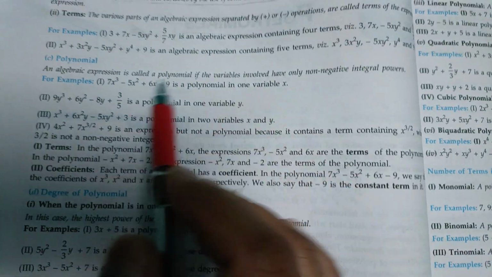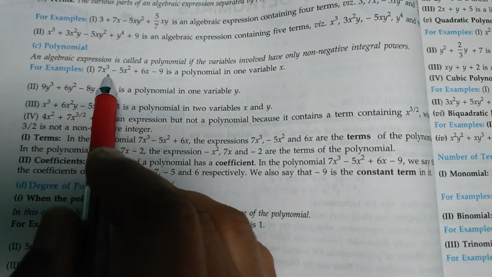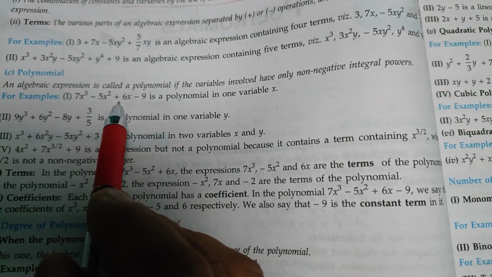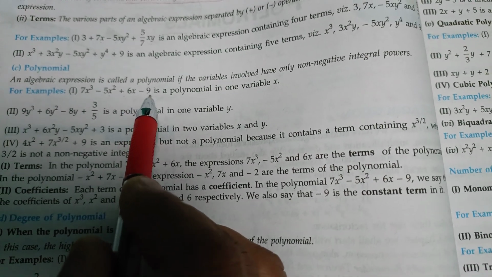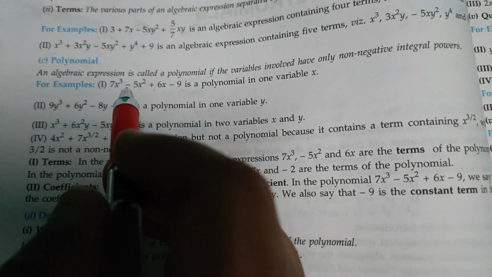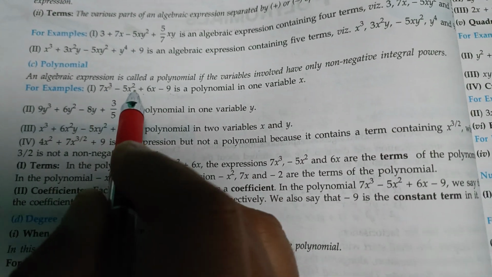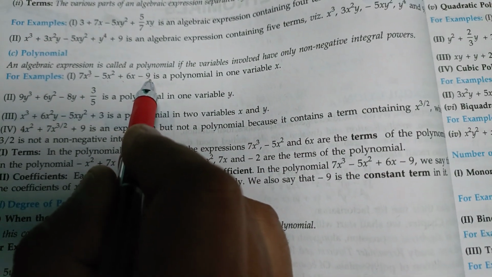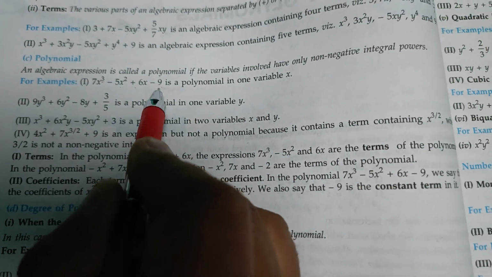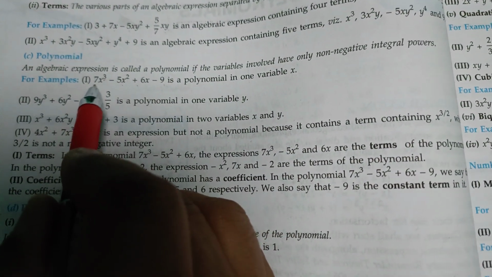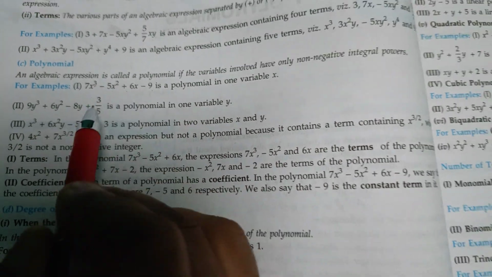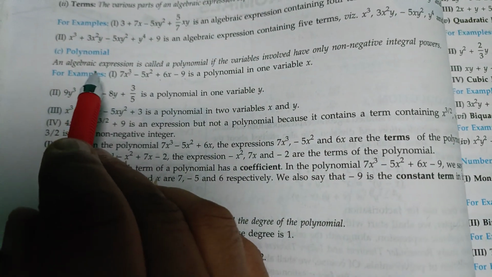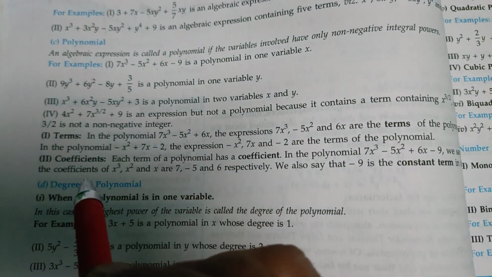Clear? That is positive integers, like 7x cube minus 5x square plus 6x minus 9 is a polynomial in one variable x. You see, the powers of the variable x are 3 and 2, then x to the power nothing means 1, and here x is not there, so that is x to the power 0. Clear? So that means this is a polynomial. Here the constant terms are 7, minus 5, plus 6, minus 9, and these are the variables. So this is an algebraic expression which is a polynomial.